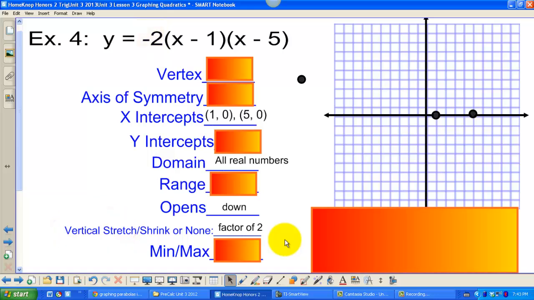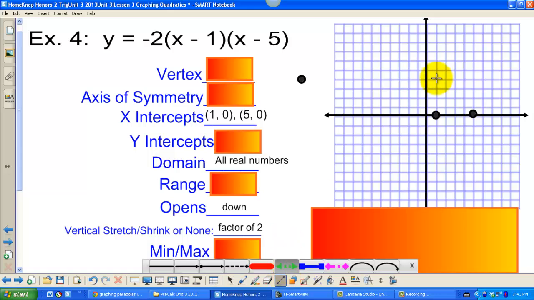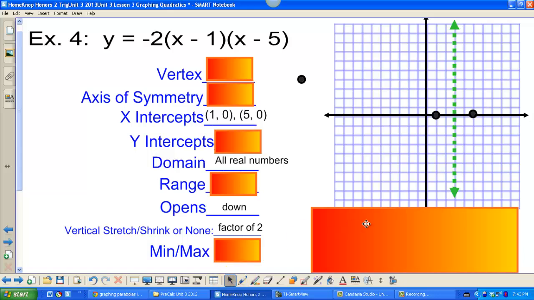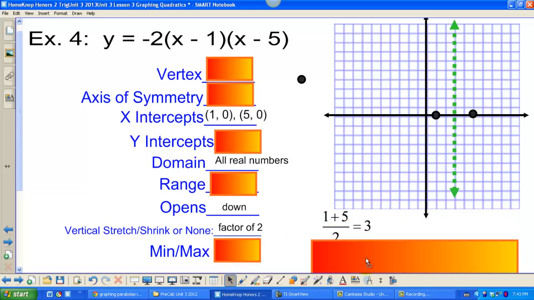Now I need to find the remaining information. Well, we know that the axis of symmetry should fall right in between those x-intercepts. So if I use fingers, I know that x equals 3 should be the axis of symmetry. Mathematically, I could take 1 plus 5 divided by 2, and that would equal 3. So that is one way to find my axis of symmetry.